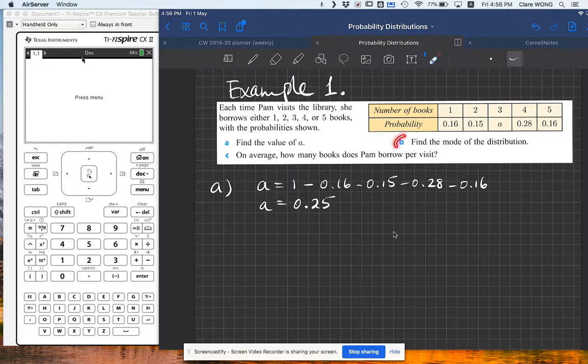The next question, probably the first time you have seen it, is asking you to find the mode of the distribution. Now, the mode is the same term as in statistics, the most popular number. We know that A is 0.25. When you compare all the probabilities, 0.28 is the highest. So the mode is actually 4.